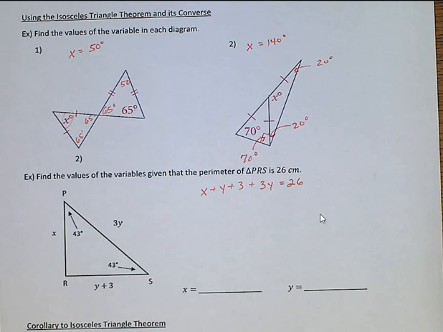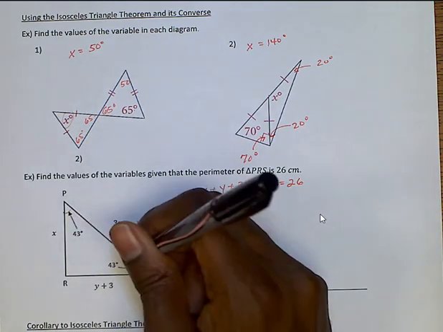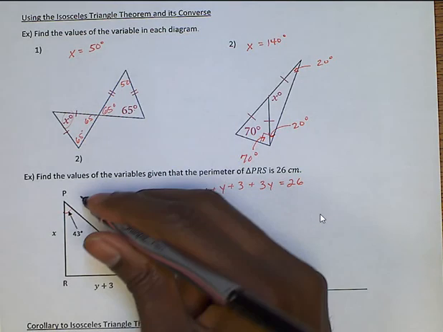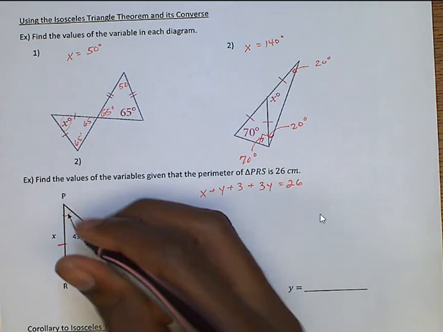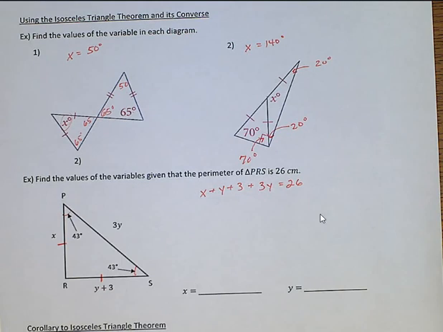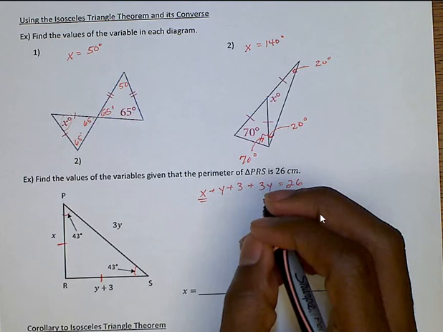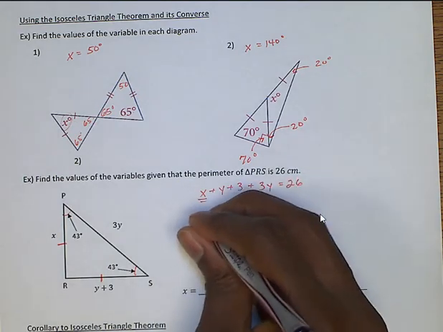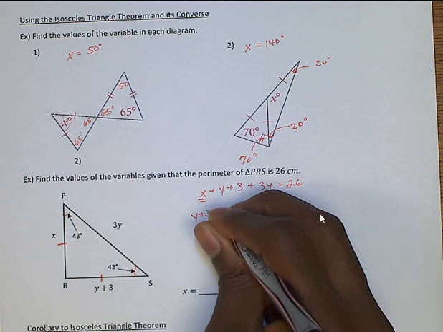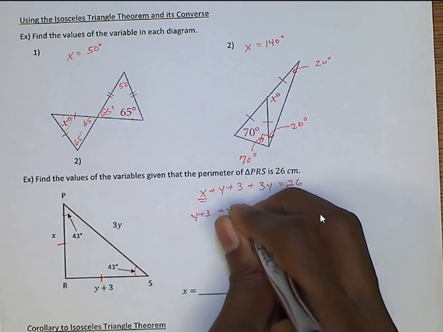Because you see that these two angles are congruent, whether they marked them this way or they put numbers there. Those two angles are congruent. So I should be able to say that, hey, x equals y plus 3. How does that help me? Well, in this equation, I just said we can't solve it because we have two variables. What if instead of writing x, we wrote y plus 3 plus y plus 3 plus 3y?